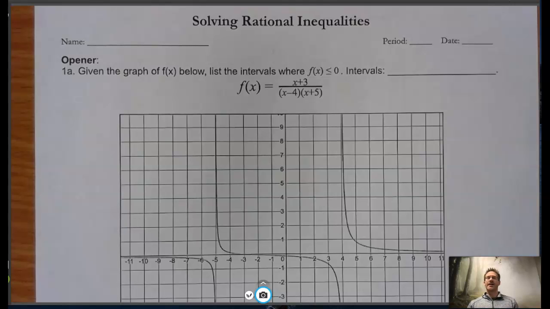All right, and we're back to it. Another day, another topic on rational functions. We're going to change the conversation a little bit today because now we're going to talk about rational inequalities.